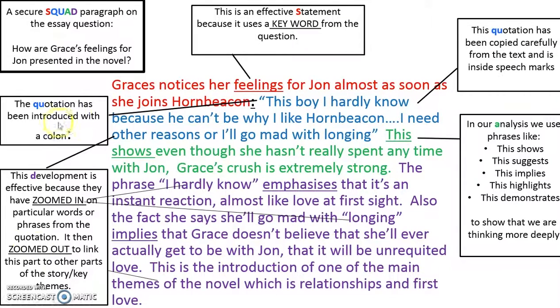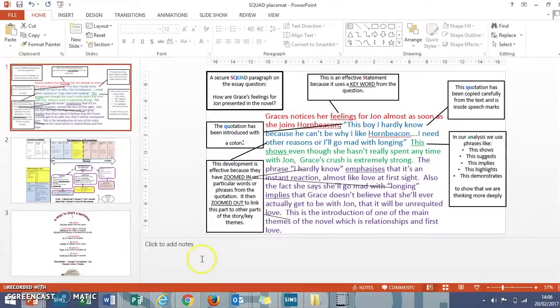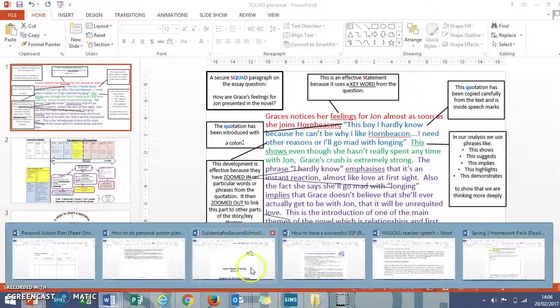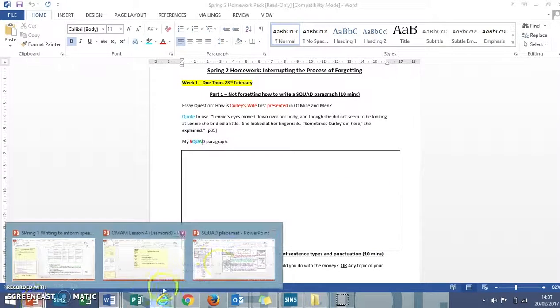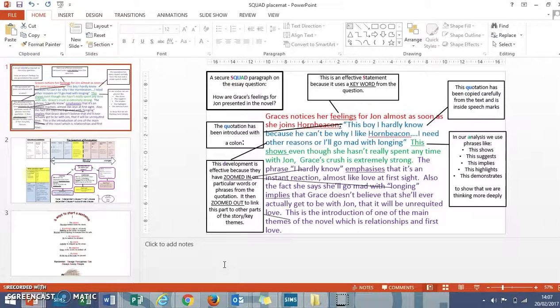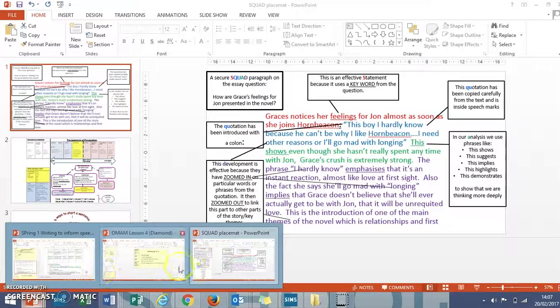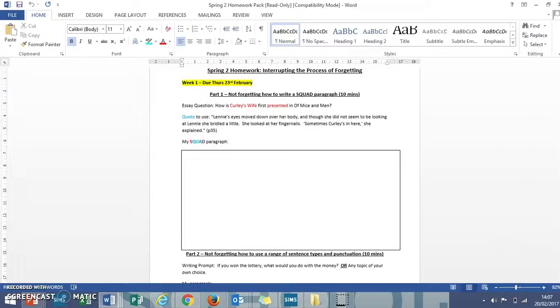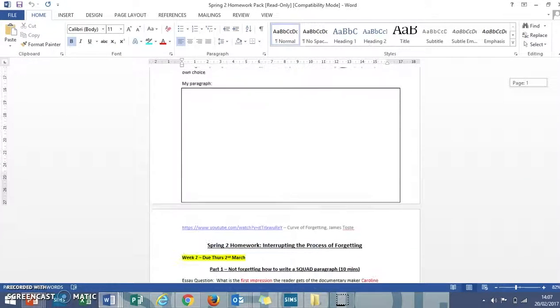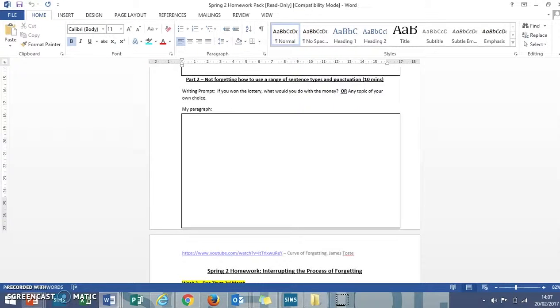So if I was you, I would have this open in front of me when I am doing the first part of my homework, because a really good B or above paragraph will look like this. Okay? That's what you're aiming for. And you're only doing one paragraph, and I've given you the quotation for it, so it should take about 10 minutes. Now you need to do part 2 of your homework, which is not forgetting how to use a range of sentence types and punctuation.